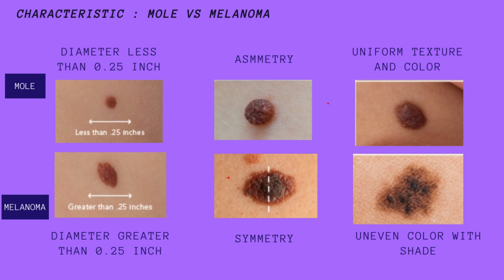Usually, a mole will have a diameter less than 0.25 inch, while melanoma will have a diameter greater than 0.25 inch. And also, a mole will have a symmetrical shape, while melanoma will have an asymmetrical shape. And also, based on the studies, the mole will have a uniform texture and color, while melanoma will have uneven color with different shades.